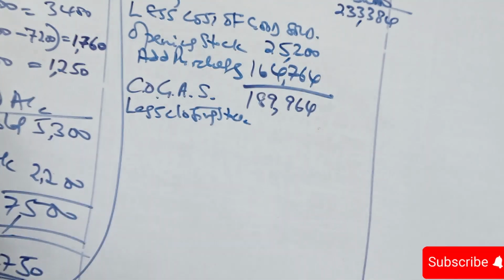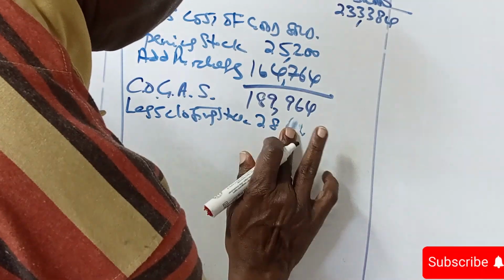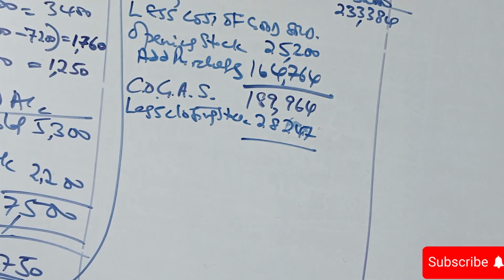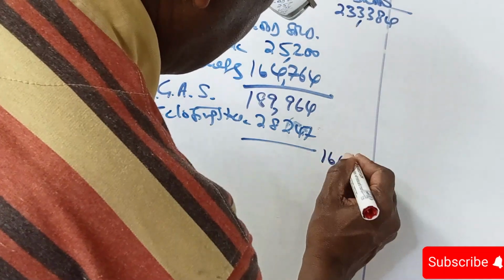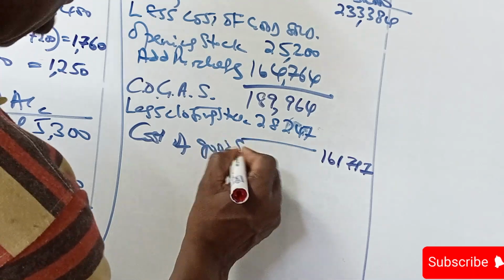Additional information number 1 gives us the closing stock as 28,247. 189,964 minus 28,247, we get cost of goods sold amounting to 161,717.